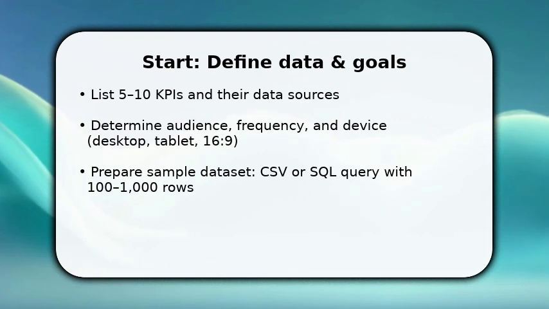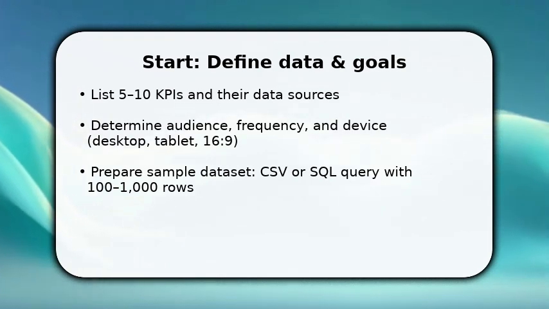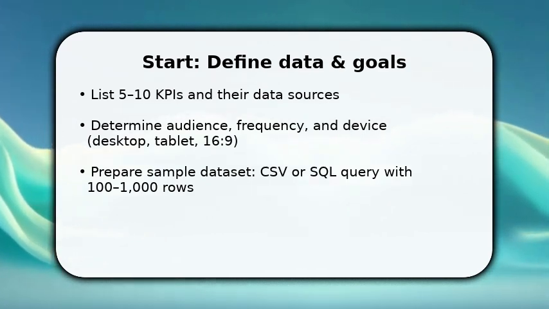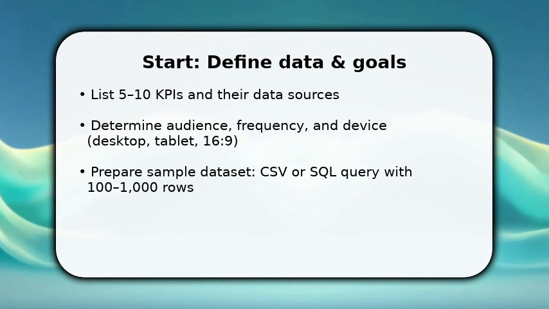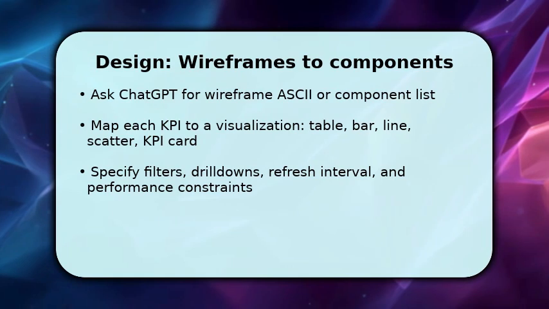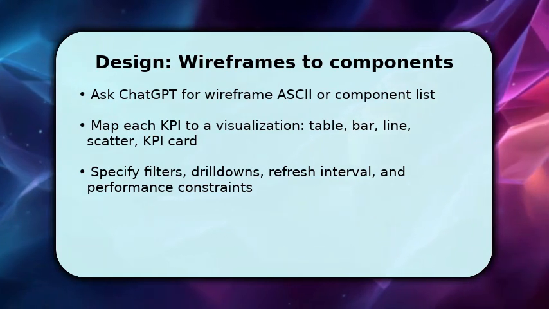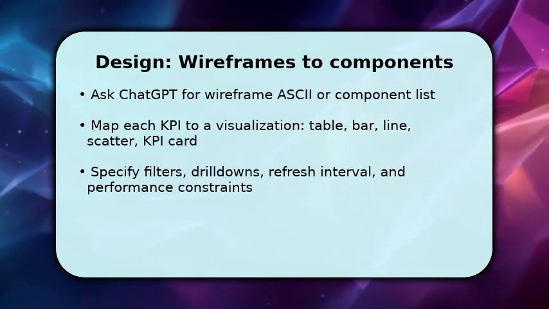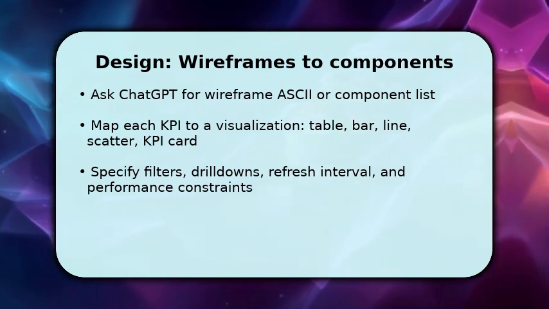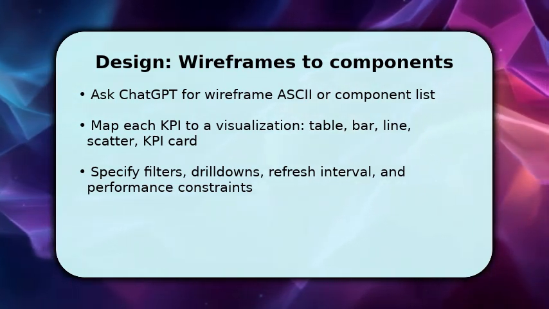Next, open ChatGPT and describe the KPIs, sample schema, and desired interactions. Ask for a draft wireframe and component list to start building immediately. Now convert requirements into concrete components: titles, cards, charts, legends, and filters. Ask ChatGPT how to map each KPI to the best visualization and why that choice improves comprehension.